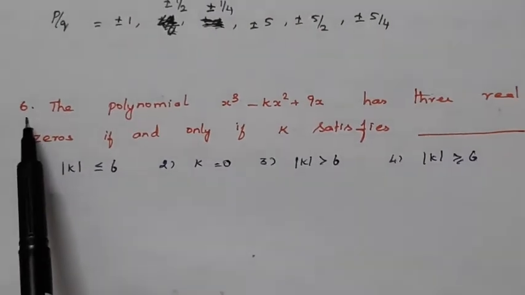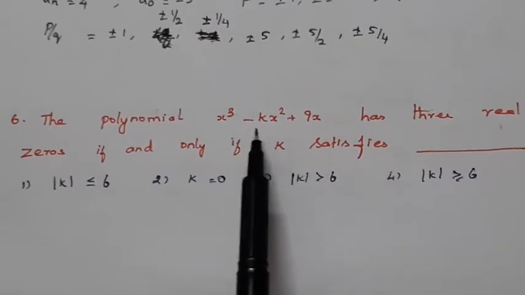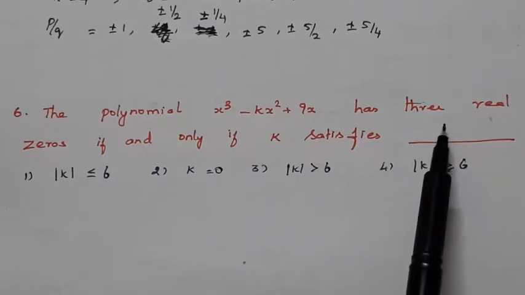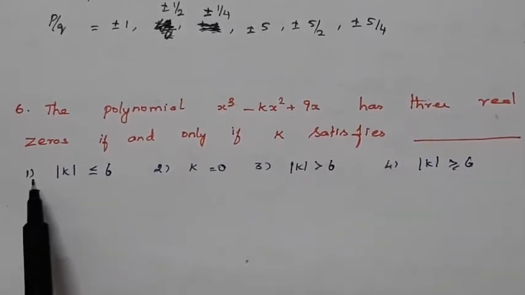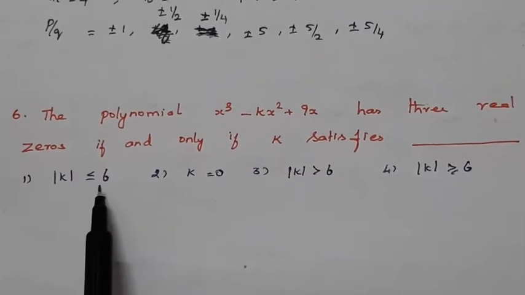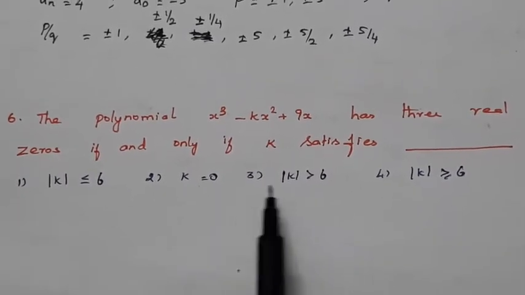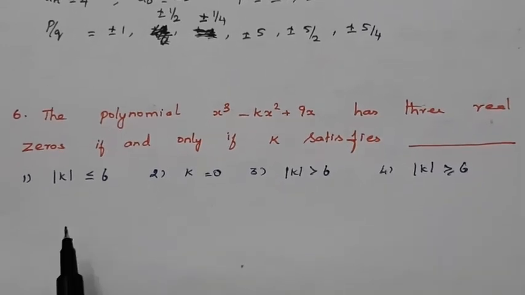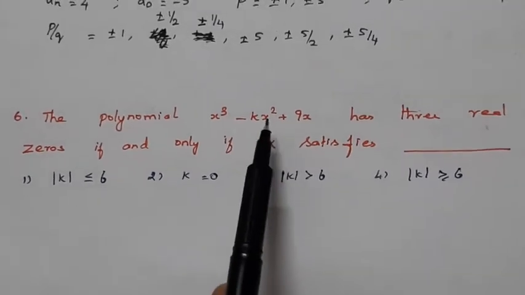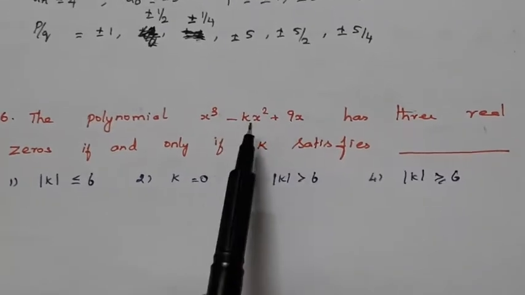Question number 6: the polynomial x cube minus k x squared plus 9x has 3 real zeros if and only if k satisfies. The options are modulus of k less than or equal to 6, k equal to 0, modulus of k greater than 6, and modulus of k greater than or equal to 6. So, to find the zeros of the polynomial, let us equate it to 0.